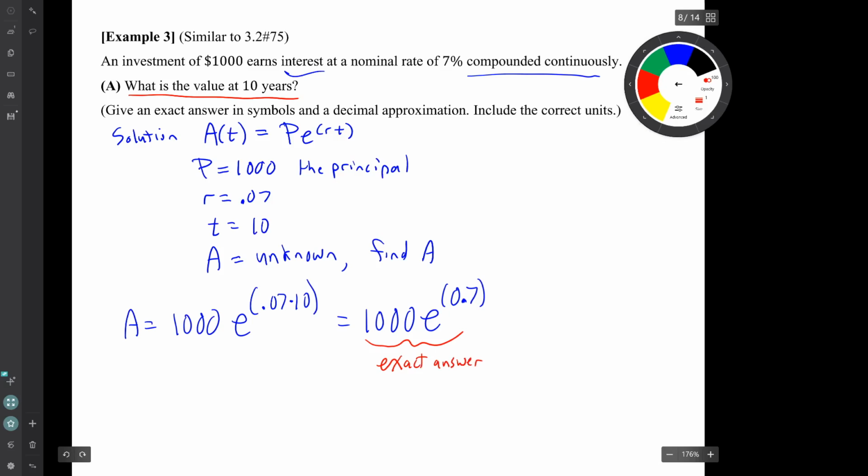We are asked for an exact answer in symbols. We're also being asked to find a decimal approximation, so we'll type this expression into a calculator. So the result is the balance is roughly $2013.75.